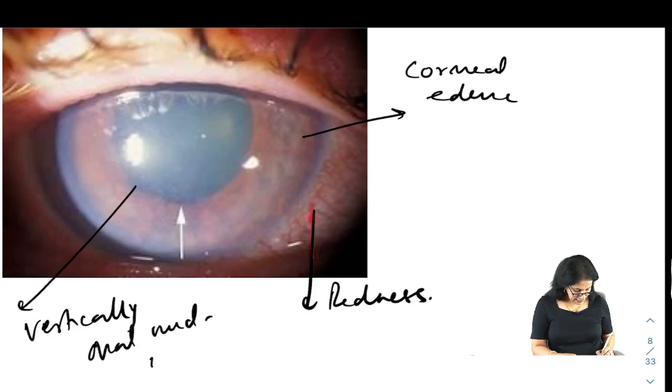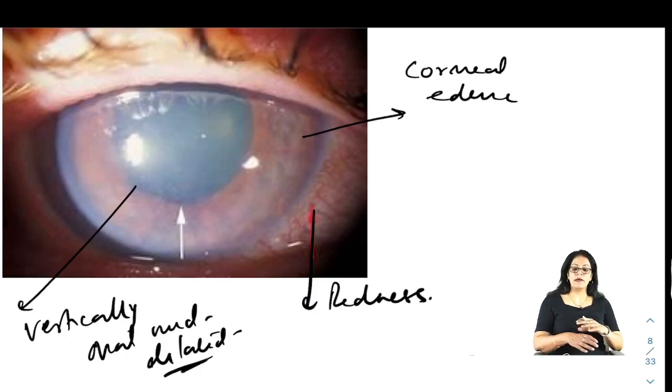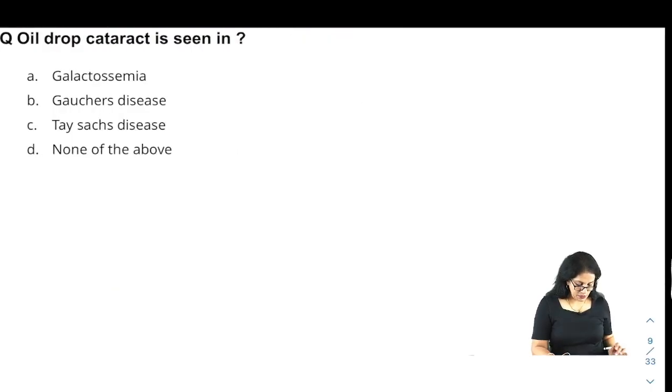So, a mid-dilated, vertically oval pupil. Maximum angle closure occurs in a mid-dilated position of the pupil. Okay, we come to the next.